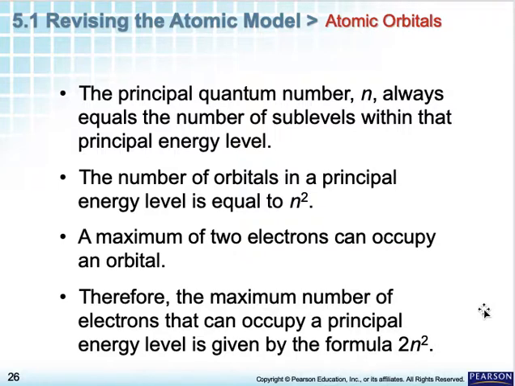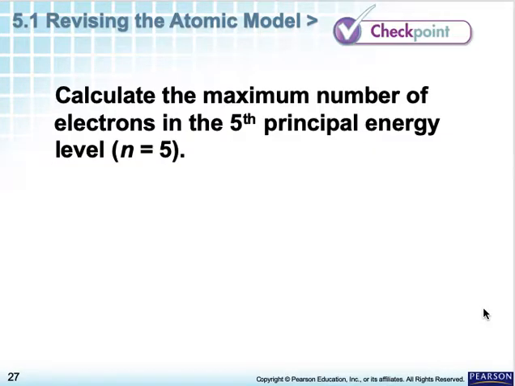A maximum of 2 electrons can occupy any orbital. So if you want to find the number of electrons, it would be 2n squared. You would square n and then multiply it by 2. So if we want to do n equal to 5, we're going to square 5, which is 25, times 2, which would be 50.